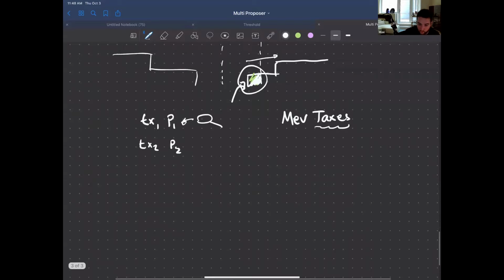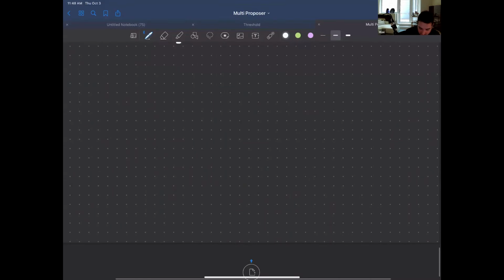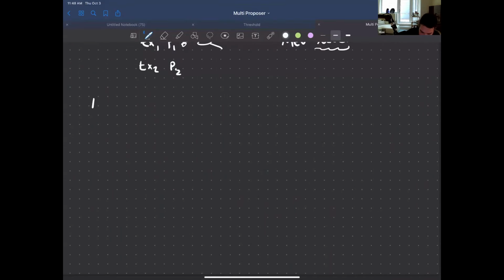So why can't we do that today? Well, we could do it if we had a trusted centralized sequencer. Why? Because we can trust the centralized sequencer to kind of run whatever program we give it.